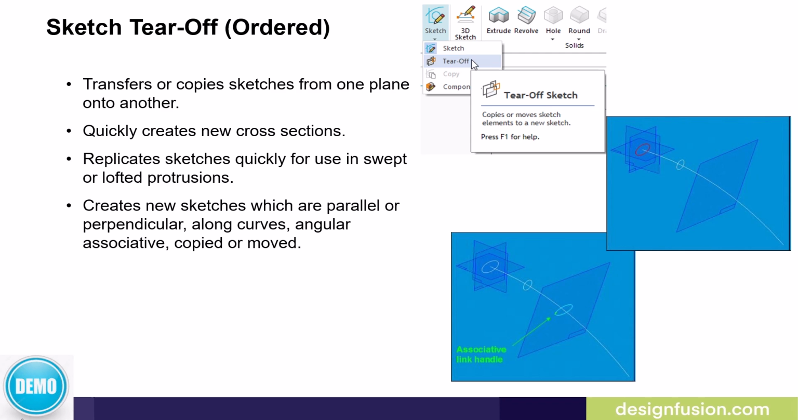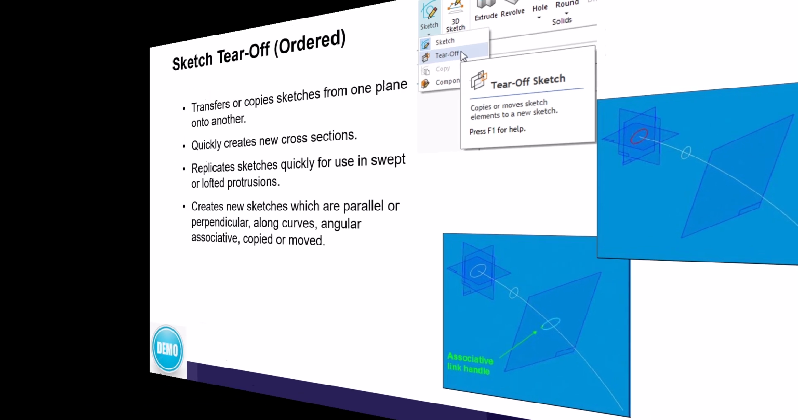This allows you to transfer or copy sketches from one plane onto another. It quickly creates new cross-sections by rapidly replicating sketches for use in swept and lofted protrusions. It creates new sketches which can be parallel or perpendicular, along curves, angular, associative, copied, or moved. Let's have a quick look at this in Solid Edge.